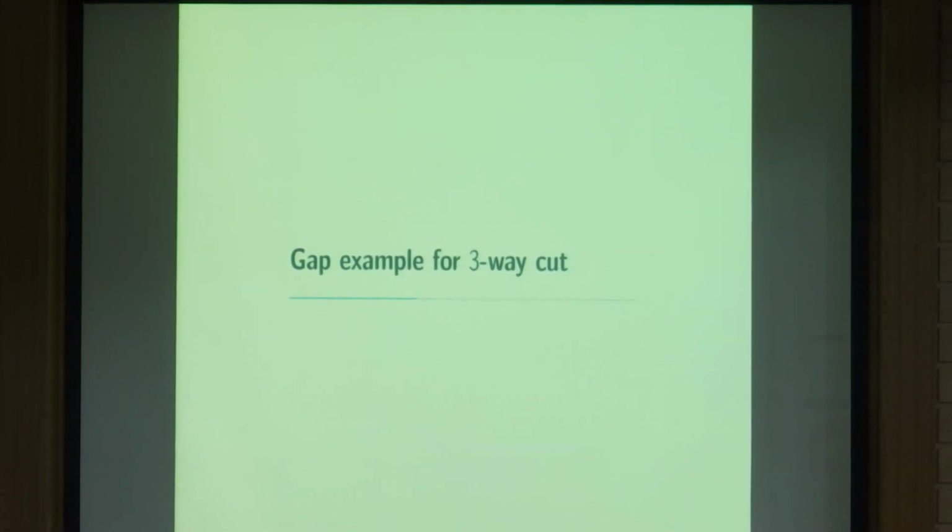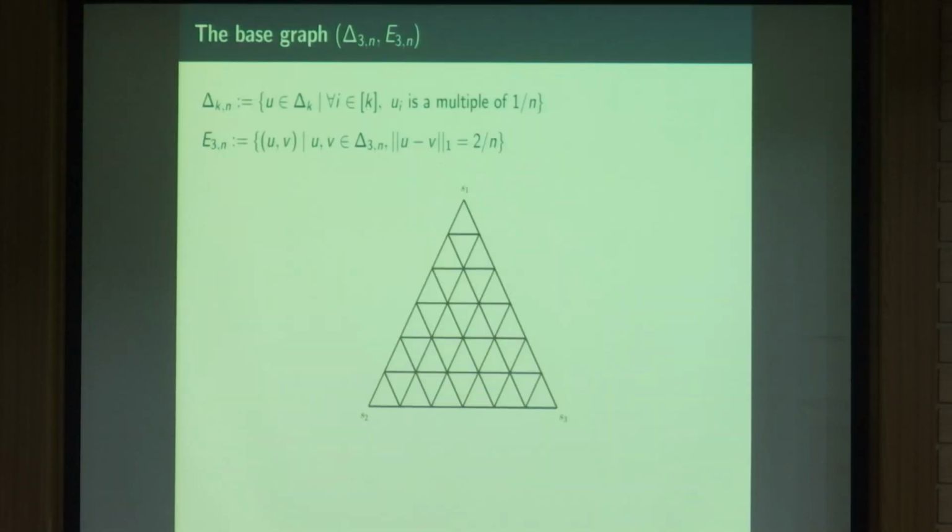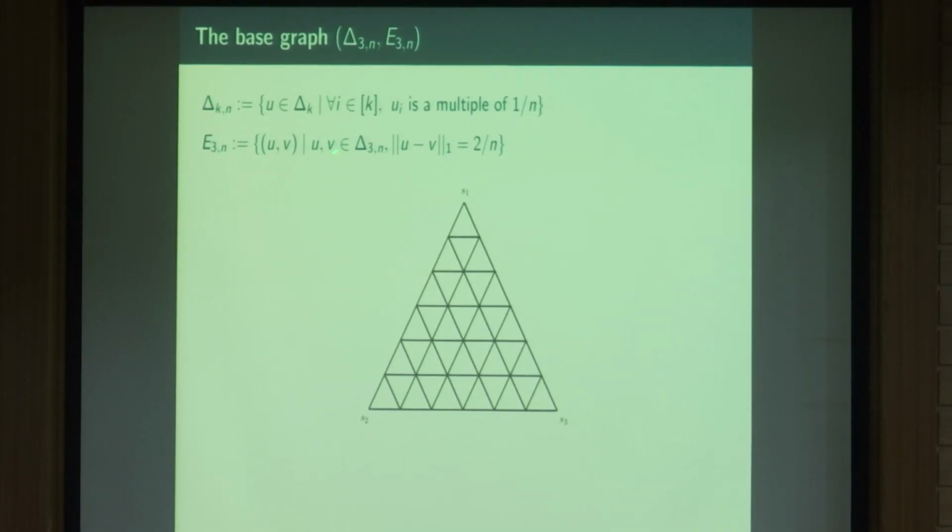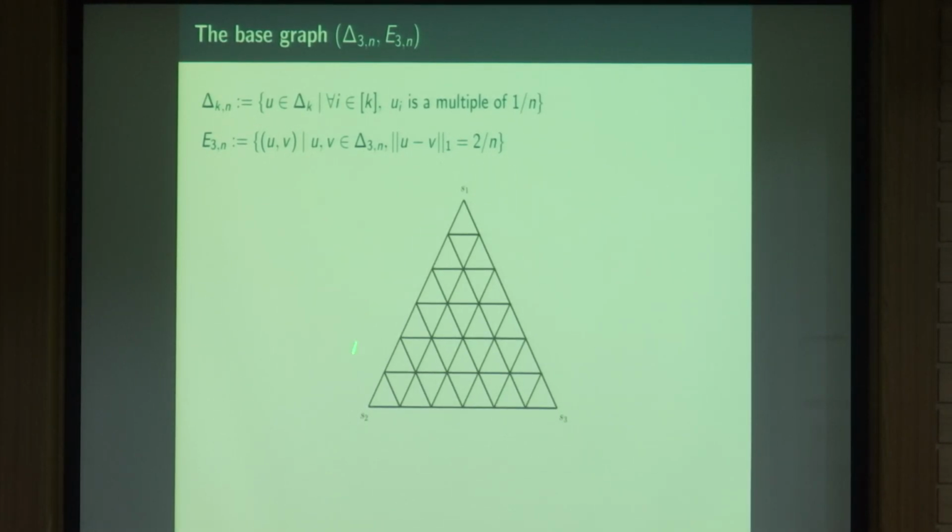Okay, so in order to understand the idea of the example, we will first have a look at the gap example for three-way cut. And it turns out that you can make a lot of simplifications. For example, we will work with this very special graph. So this is the triangulated simplex that we have here. So it has two parameters.